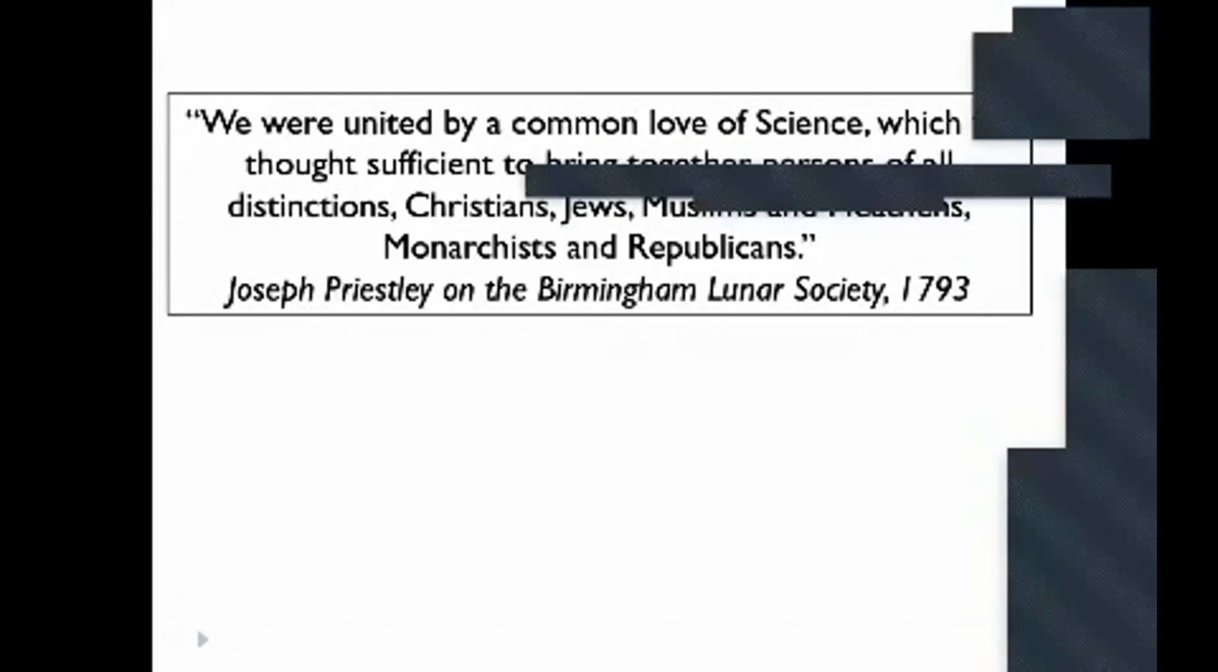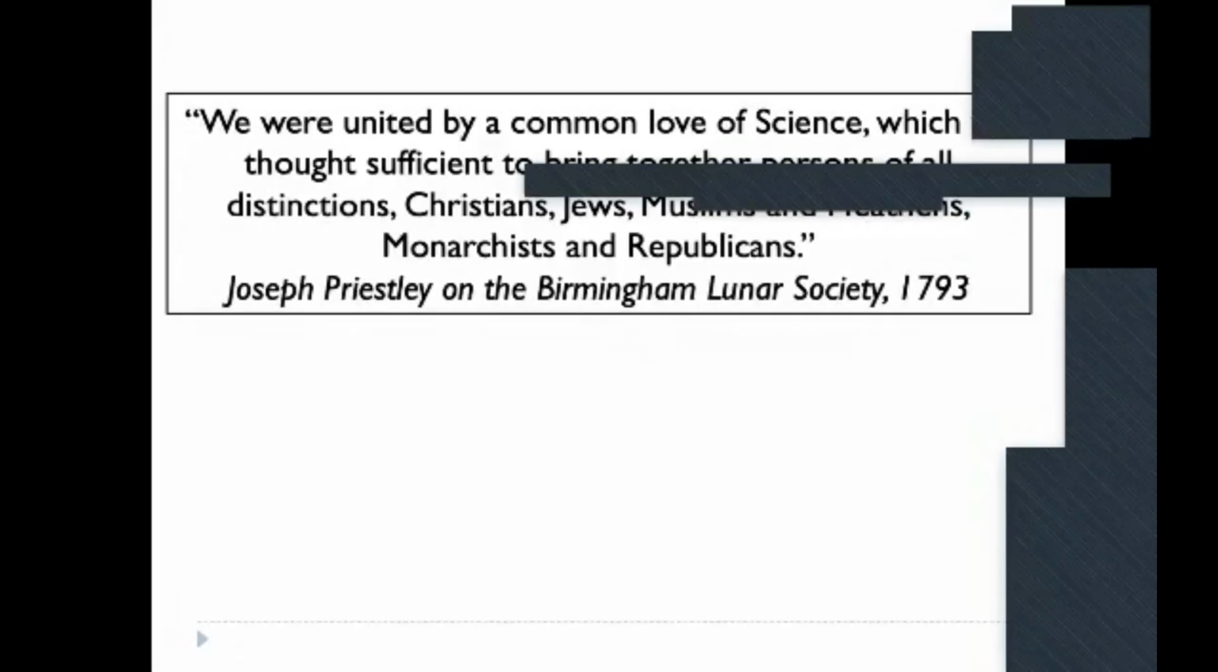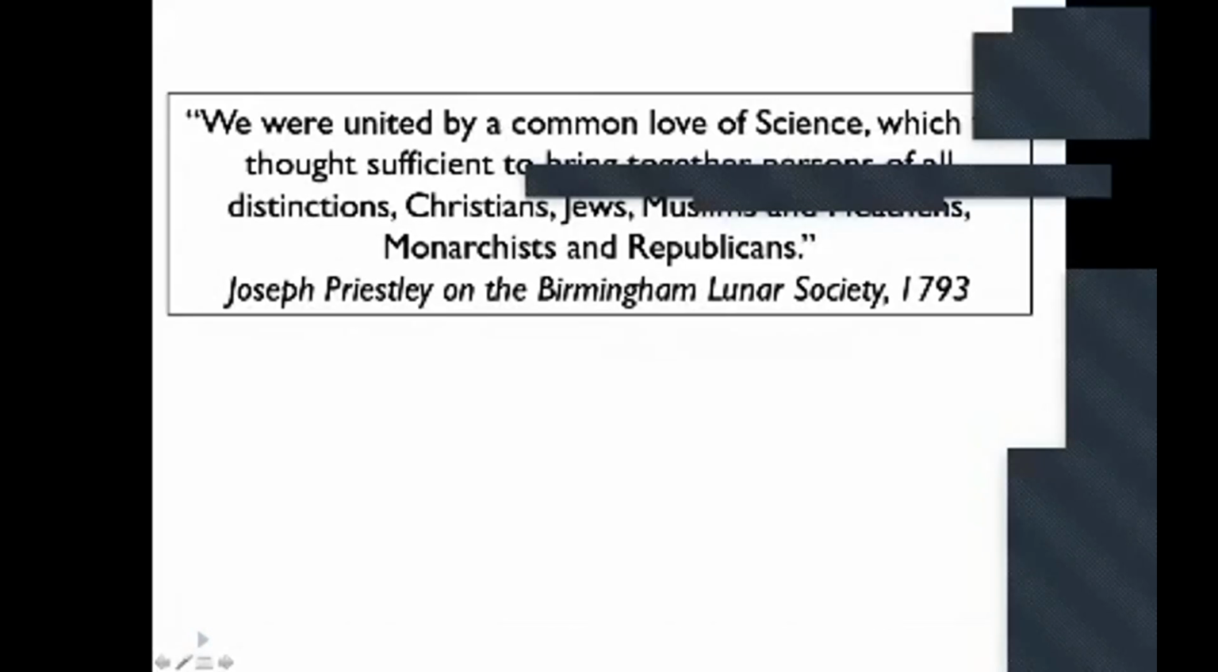And then I'd like to just leave you with a quotation from my own country, from Joseph Priestley, who was a member of the Lunar Society of Birmingham, which was a group of learned men, included industrialists, people who set up the modern world. And what he pointed out was that they were all united by a common love of science, which they felt sufficient to bring together persons of all distinction, Christians, Jews, Muslims and heathens, monarchists and republicans.